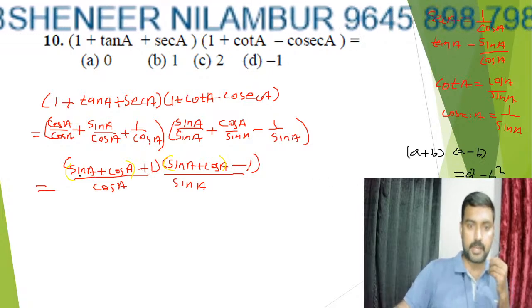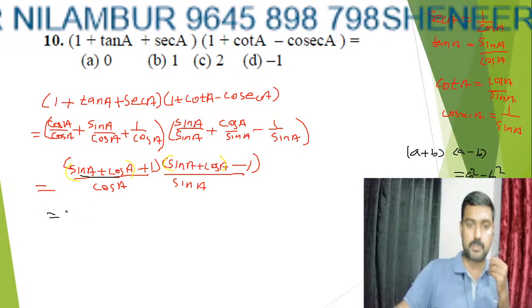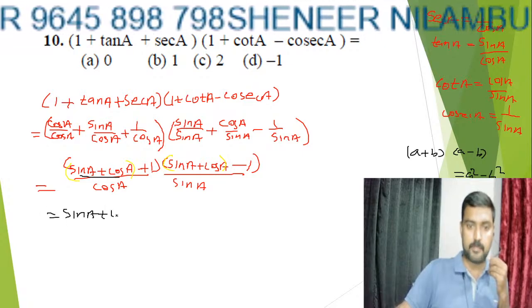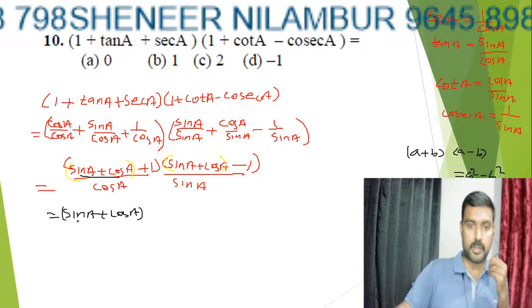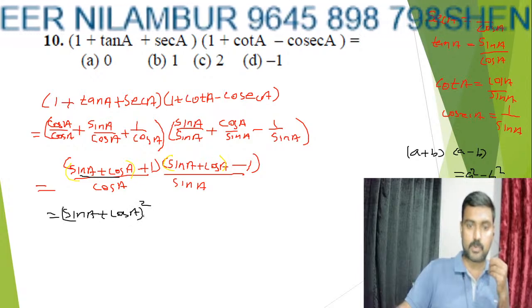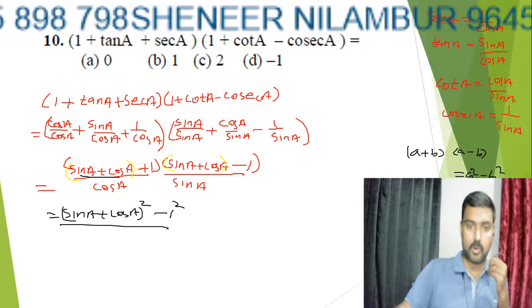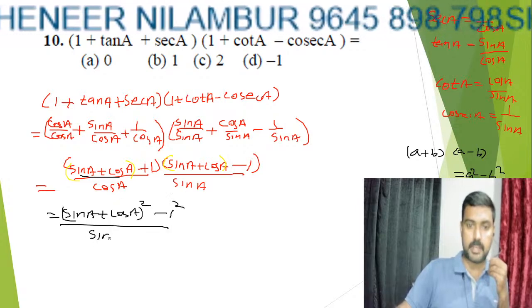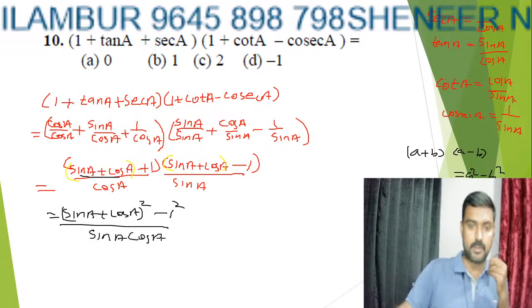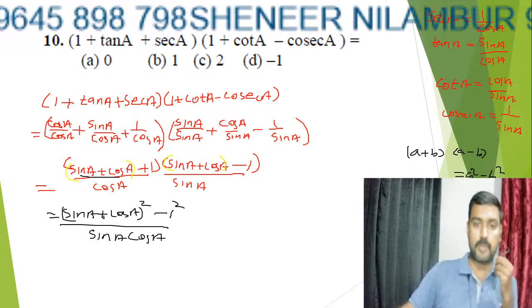Instead of A, we are assuming that sin A plus cos A. So we will write that sin A plus cos A all square, this is A square, minus B square. What is B here? 1. 1 square. All divided by the denominator sin A cos A. Sin A cos A.